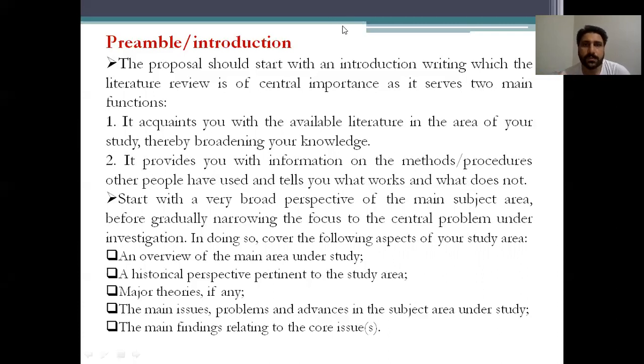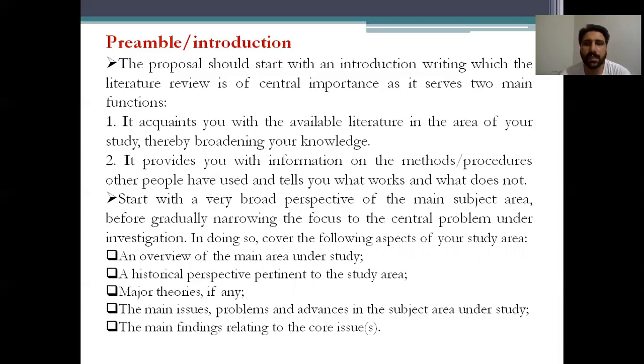The proposal should start with an introduction, in which the literature review is of central importance. As we have already covered in our previous lecture, the literature review serves two main functions. It acquaints you with the available literature in the area of your study, thereby broadening your research knowledge. It provides you with information on the methods and procedures other people have used, and tells you what works and what does not work. So that's very important.